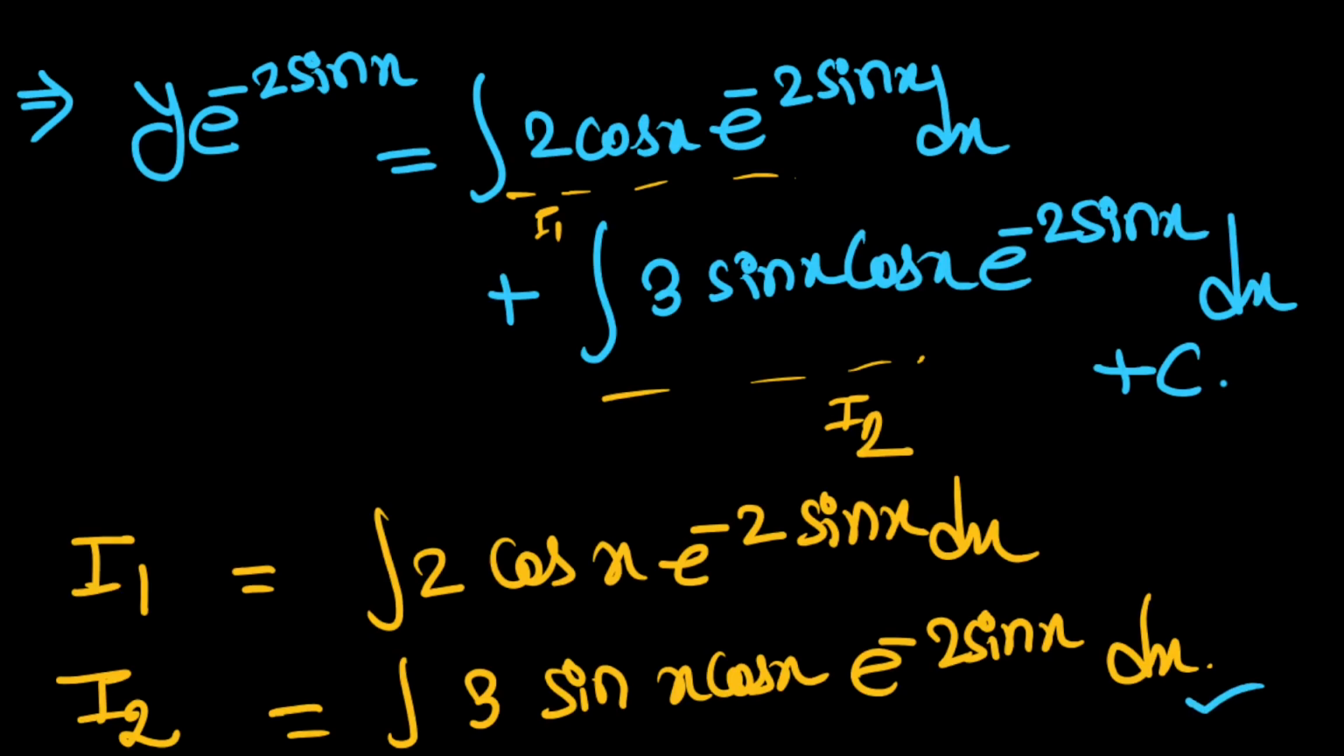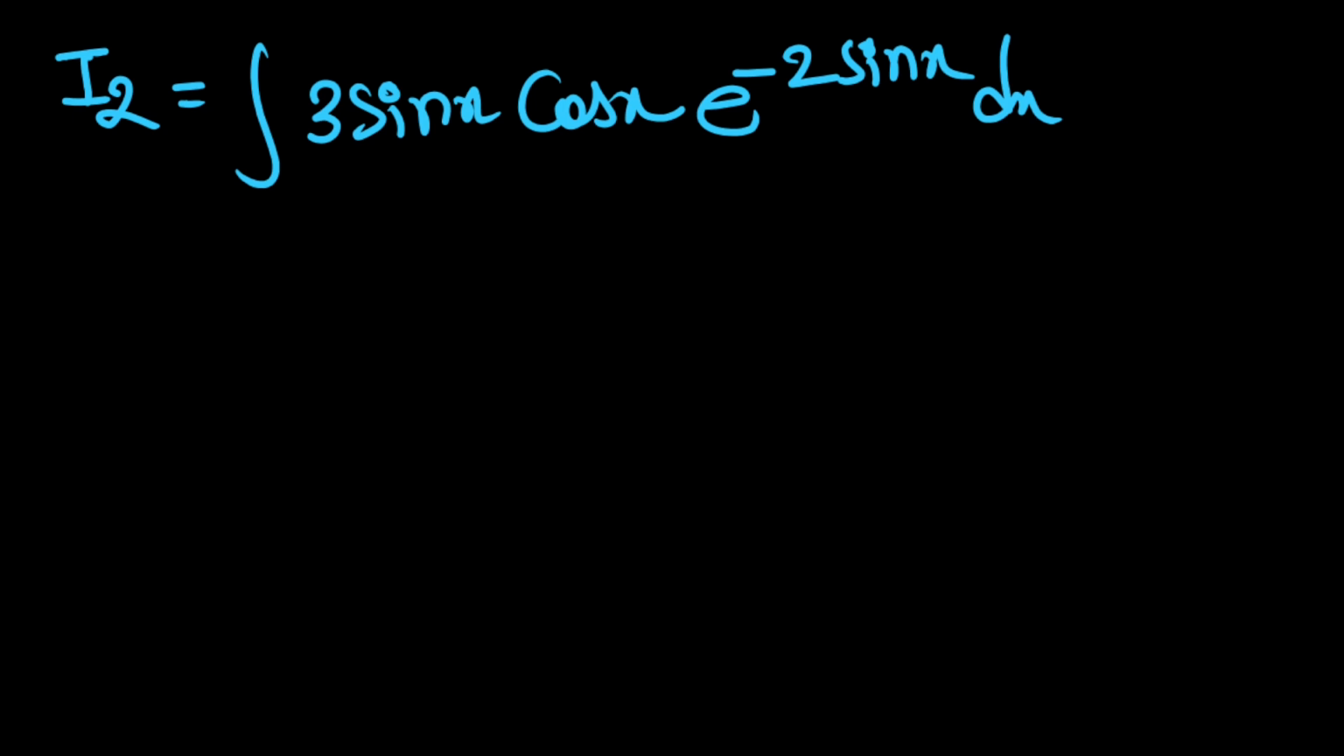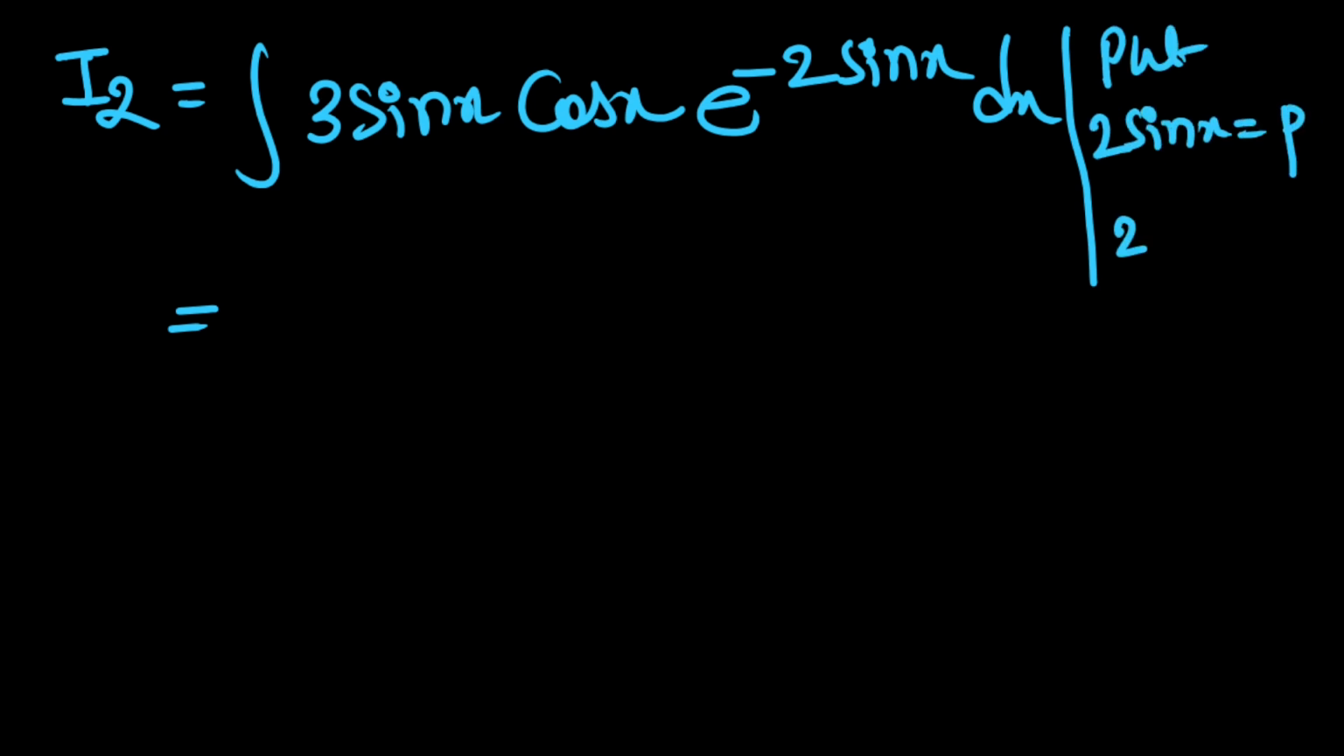Previously we wrote it here. So our target is to find this integration. Similarly, we put 2 sin x equal to p. Differentiate it: 2 cos x dx is equal to dp. Next we substitute the value and obtain this integration in the form of p. So sin x is equal to p by 2.